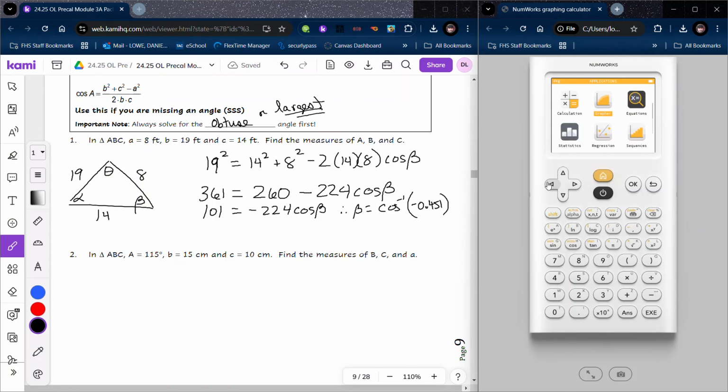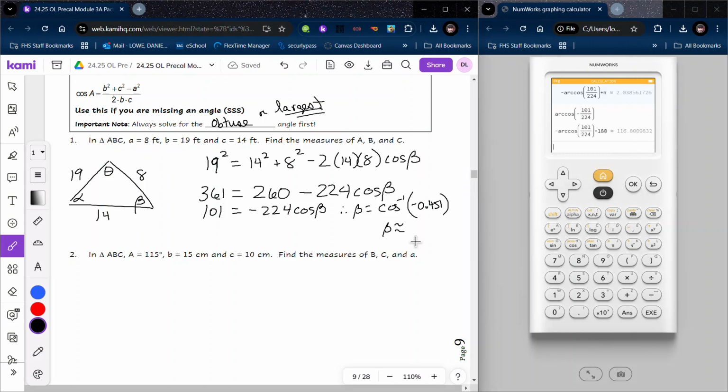So I adjust to degrees. I can see I'm in degree mode, and I'll come back and make that same computation. The ratio of 101 over negative 224 gives me approximately 116.8 degrees. So that's one angle.